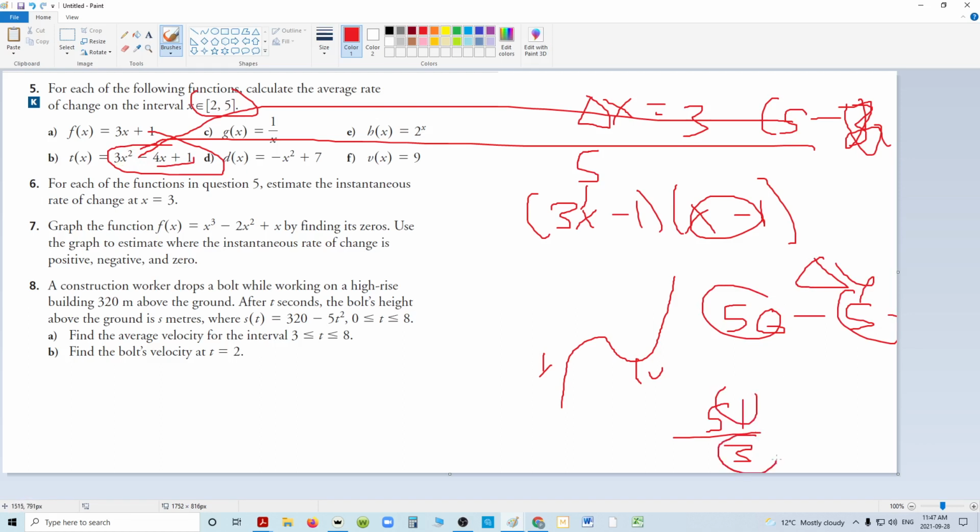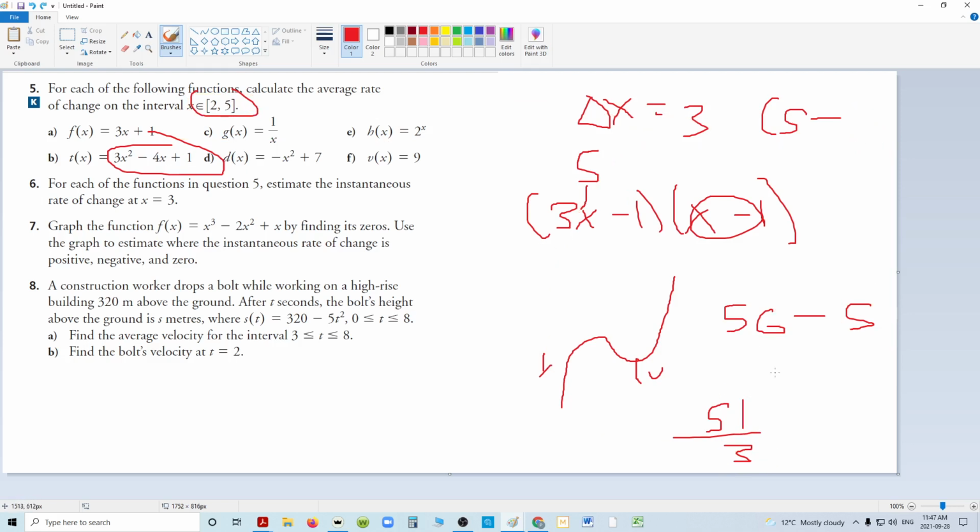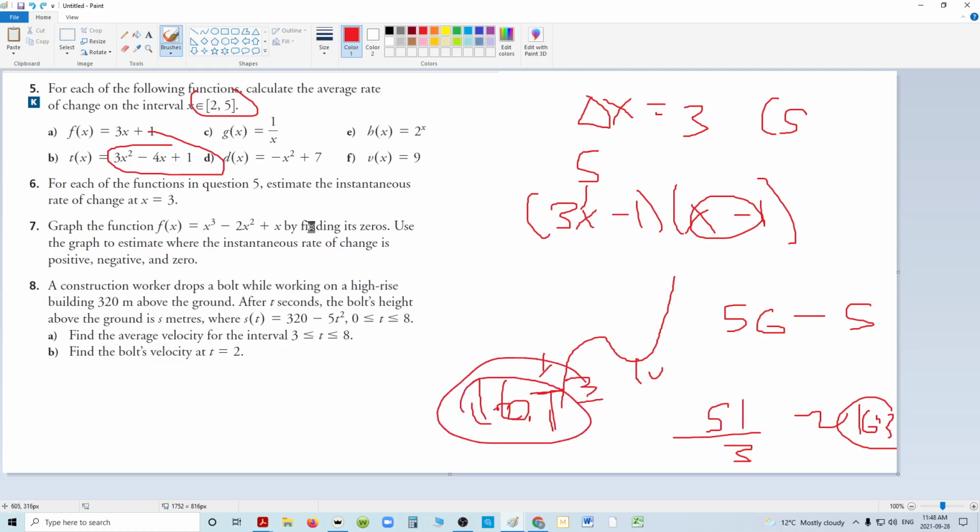And my delta x, as I always mention here, is 3 because it's the same delta x over and over again. So 51 over 3 is roughly 16 point something, 0.3, something like that. Yeah, it's 48, and then it's 3 divided by 3. I think it's 48.1 repeating, sorry, 16.1 repeating. And so that's my rate of change for that slope.